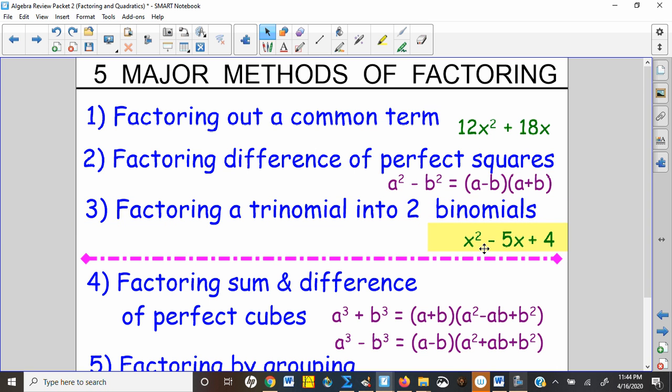At this level, it's almost always going to be quadratic, second degree, and we just need to basically start with two parentheses and fill each parenthesis with a binomial. And yeah, we'll talk about that in just a second.